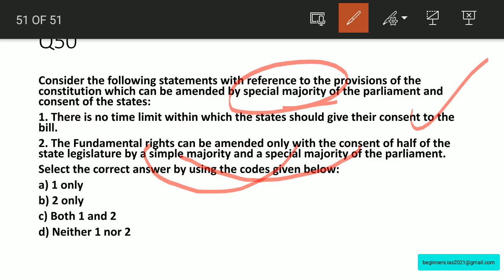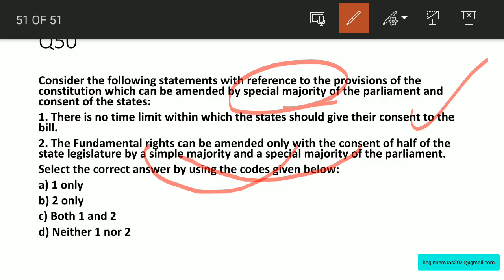Anyhow, I will discuss a few things related to simple majority. We have already discussed many things related to simple majority. That is, a majority of the total membership of the house, which means more than 50%, and also a majority of 2/3 of the members of each house present and voting. Fundamental rights can be amended by the special majority of the parliament, not by the simple majority. Therefore statement number 2 is wrong.